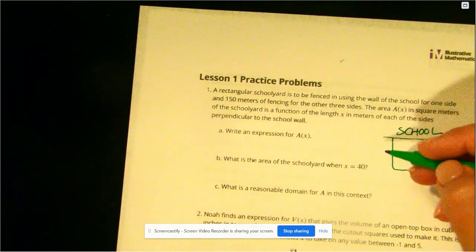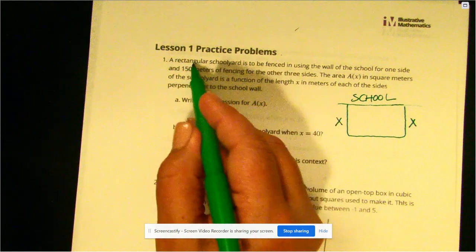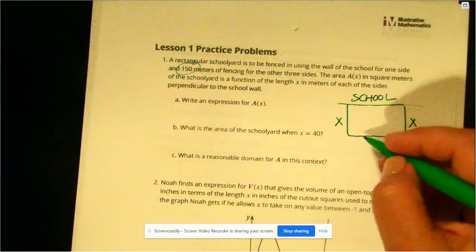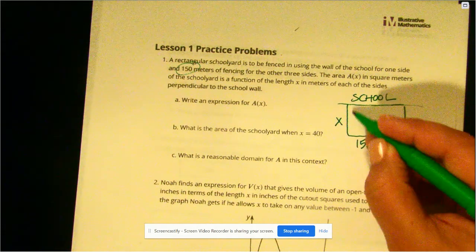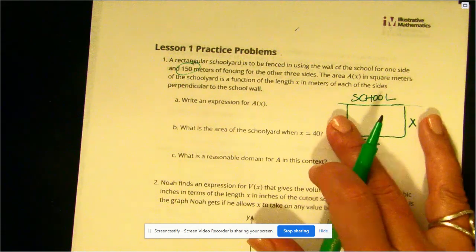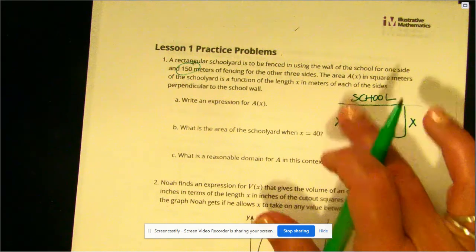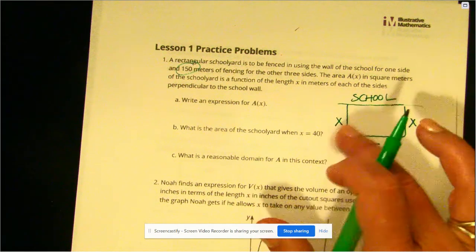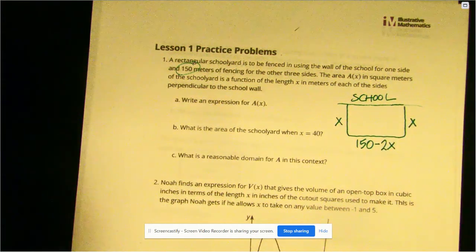If I call this x, then this is also x because it's a rectangle. And they told me that I had 150 meters of fencing. So how much is left? 150 take away these two, whatever this is. If this was 10, then I took away two tens. If this dimension is 20, then I took away two 20s. Whatever it is, I'm taking away two of those.